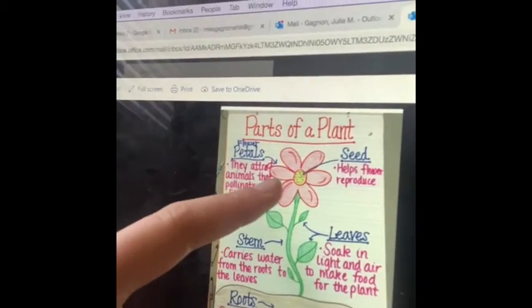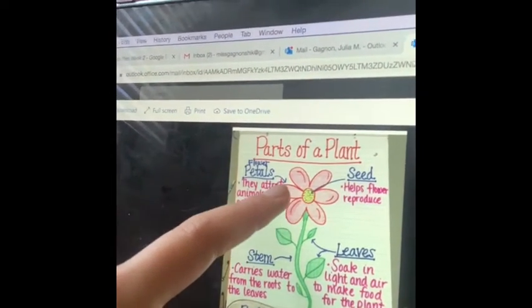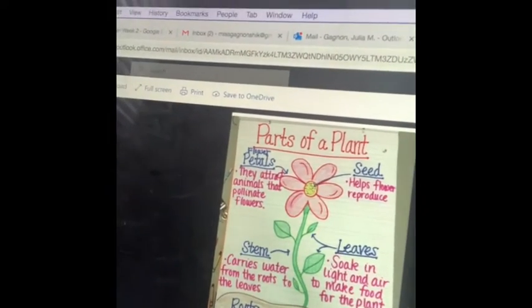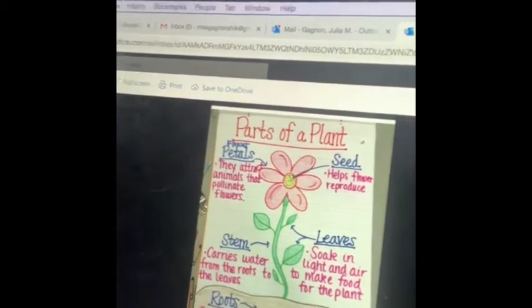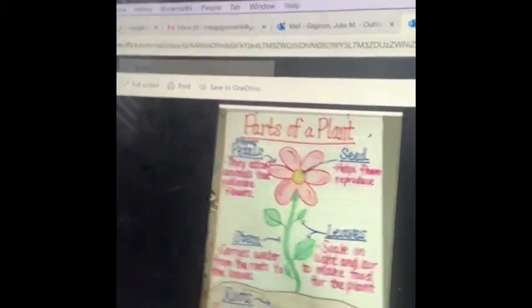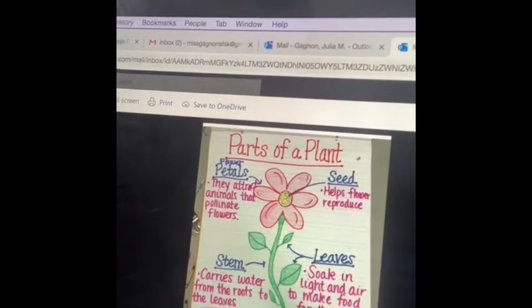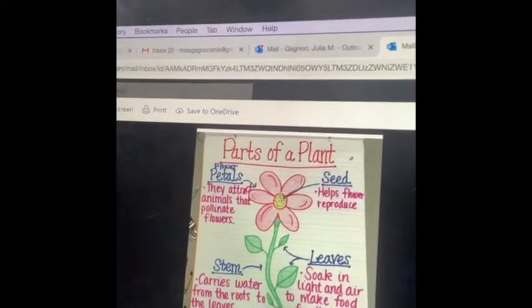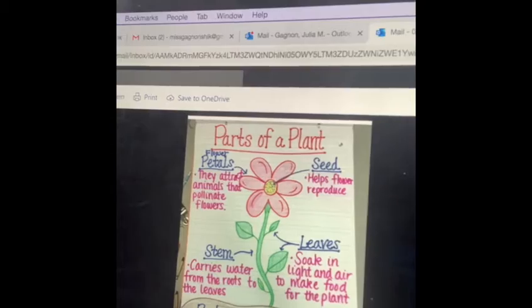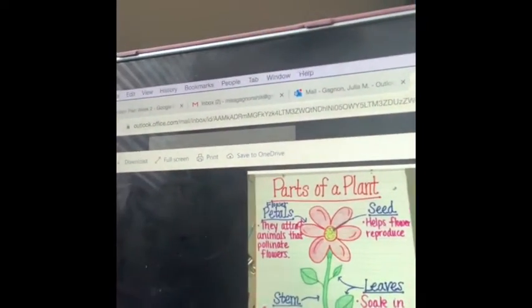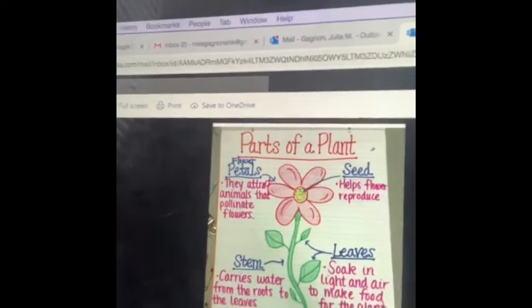So this is petals, which are the flowers. And they attract animals that pollinate flowers. And you need your flowers to be pollinated in order for them to grow. And then the seed helps the flower reproduce. So that's almost like how, if you want to plant a plant, you will use the seeds. So those are the seeds that help them reproduce.